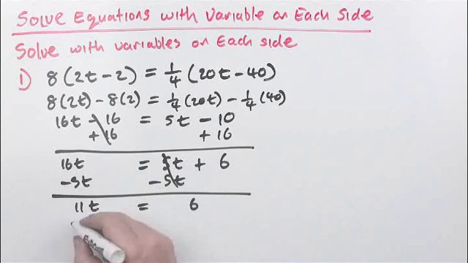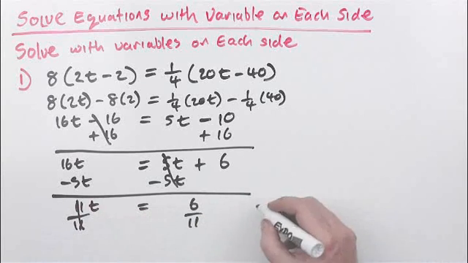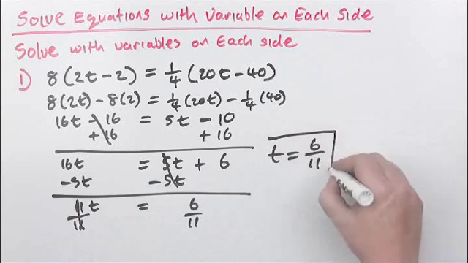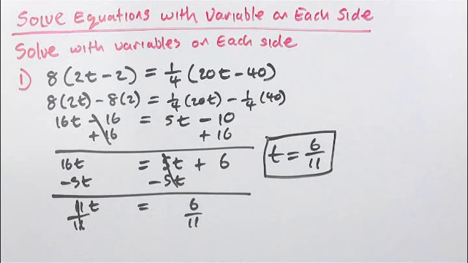Here I have 8 distributed to 2t, 8 distributed to 2, equals 1/4 distributed to 20t and 1/4 distributed to 40. So now I'm going to do that operation. 8 times 2t is 16t. 1/4 times 20 is the same as 20 divided by 4. So that's 5t. 1/4 multiplied by 40 is the same as 40 divided by 4.